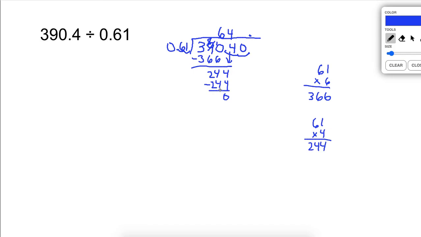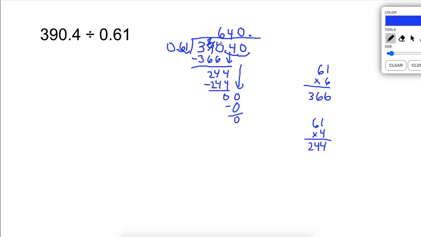Now, one word of caution here. A lot of people will say, hey, I've got a 0 here, I am done. But we have to look right here and realize there's a place value still missing. So we have to drop down this 0 and ask how many times 61 goes into 0, and it goes in there 0 times. 61 times 0 is 0. So if we subtract that down, just realize you have to take care of that 0 place. So we end up with 640 as our answer, not 64.